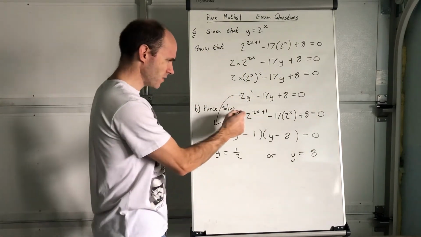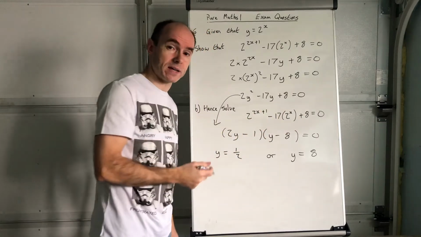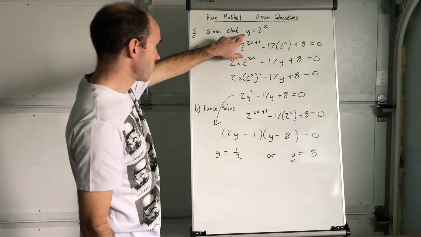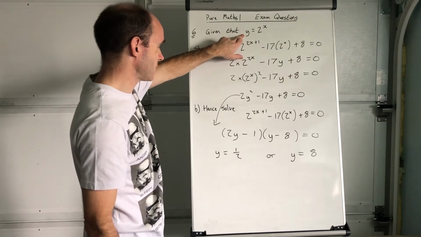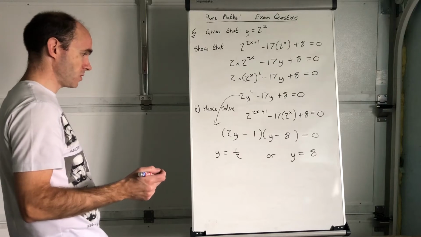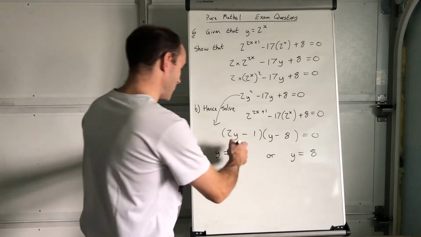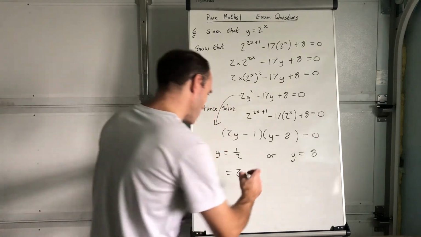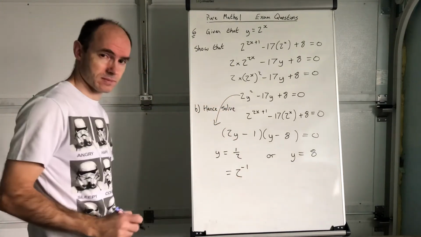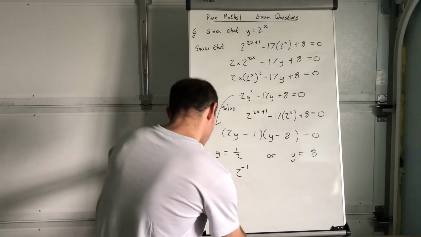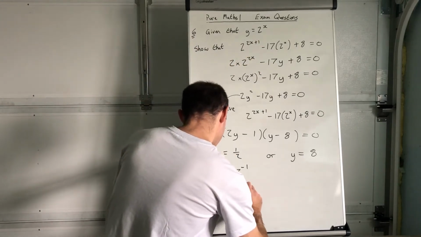When it says solve this, you need to work out what x is, find the values of x. So go back to this here. y is 2 to the power of x. So what that means is you want to write down what this is as a power. 1/2 is the same as 2 to the power of -1. So that means x in this case must be -1.